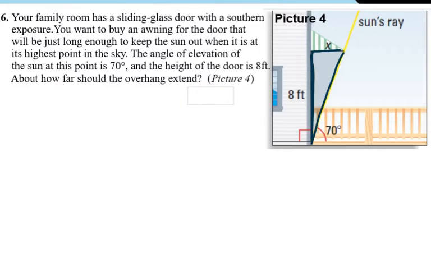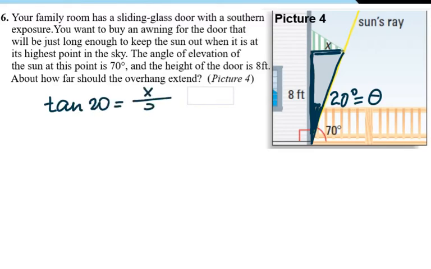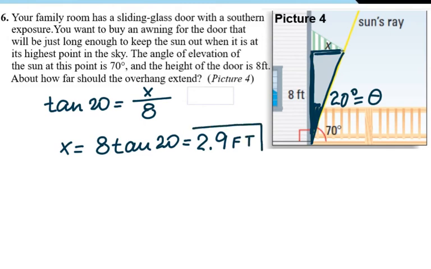So if I look at my triangle right here, then I see that this angle right here, the little one, is 20 degrees. And I'm going to call this angle theta again. And I have the opposite of this angle and the adjacent, so I'm going to use tangent. So I'm going to say tangent of 20 degrees is equal to the opposite, which is x, over the adjacent, which is 8. So x is going to be equal to 8 tangent 20, which is 2.9 feet, because all the numbers were given in feet.